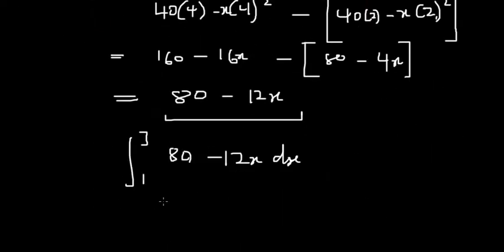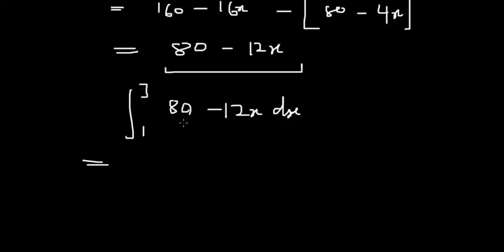So let's see how we solve this problem. First you need to integrate this expression. When you integrate this expression with respect to x, you end up with 80x minus 6x squared, because when you integrate 12x you end up with 6x squared. So let's take the limit, from 3 to 1, and insert our limits.